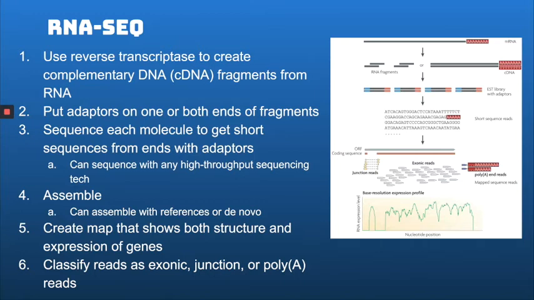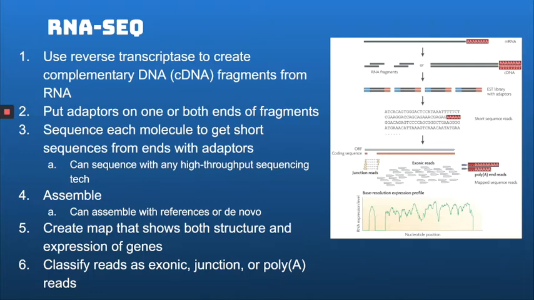The first thing that happens is reverse transcriptase creates complementary DNA, or cDNA, fragments from the RNA. You put adapters on one or both ends of the fragments, depending on how much money you're willing to spend. And you'll see why this is important in the next step. Then you sequence each molecule to get short sequences, and this is only from the ends with adapters. So that's why you'd want two instead of one, but that's kind of expensive.